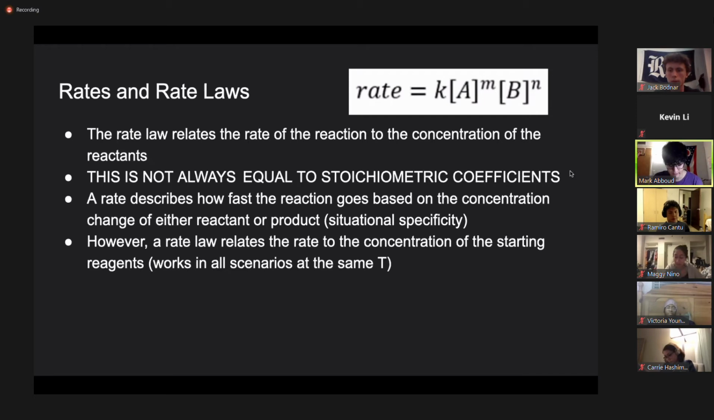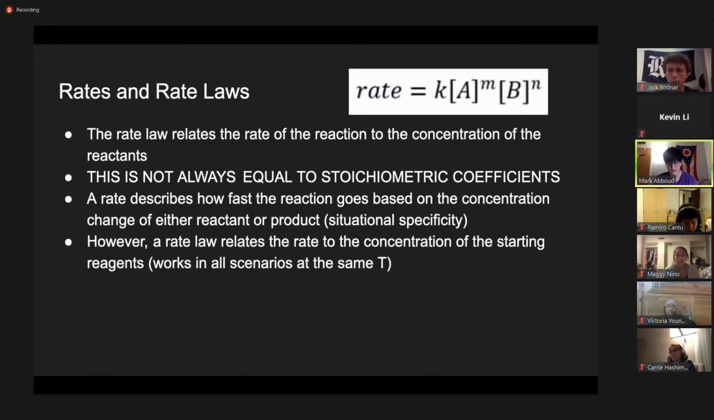Okay, rates and rate laws. So rates are different than rate laws. The rate law relates the rate of the reaction to the concentration of the reactant. This is not always equal to stoichiometric coefficients. That's an important note because a lot of people get that messed up.